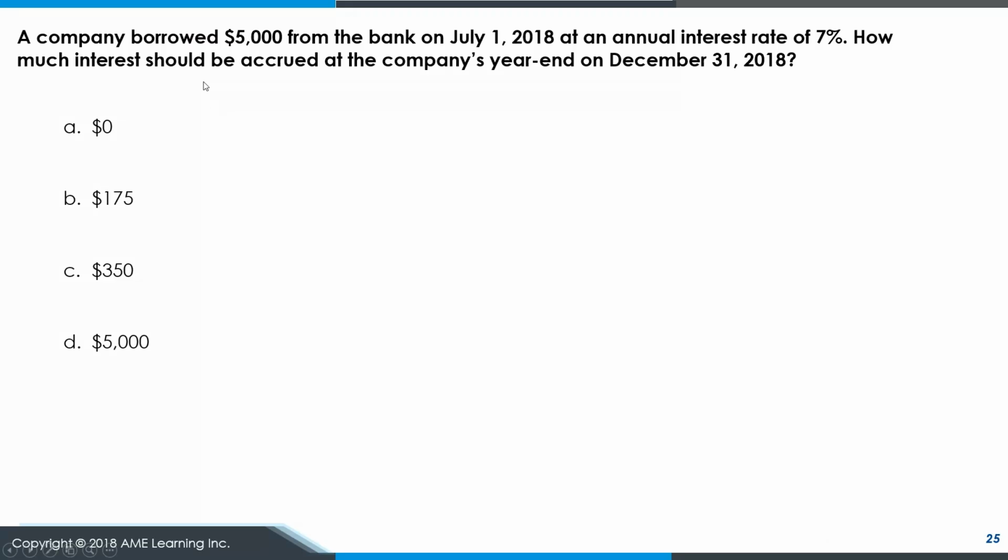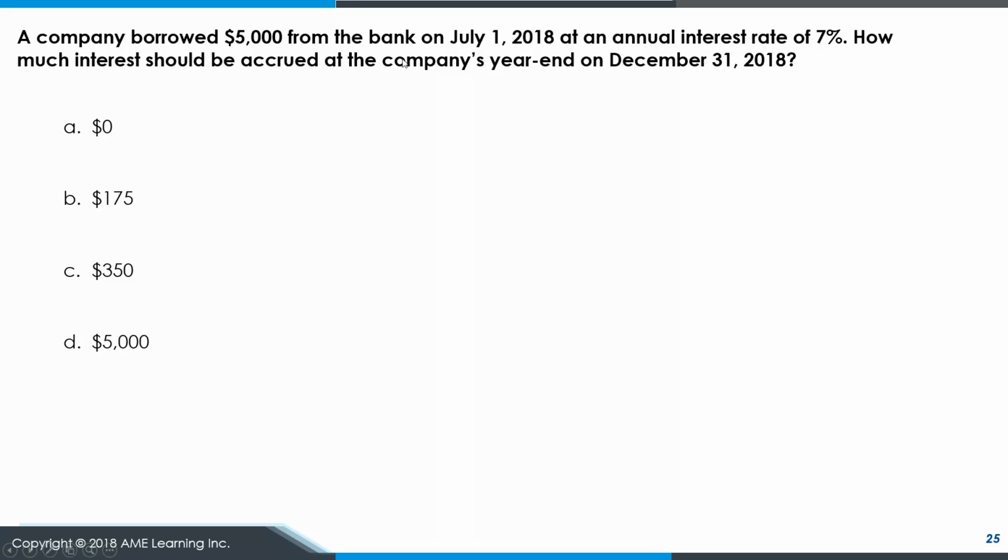All right, here's an interest expense question. A company borrowed $5,000 from the bank on July 1st at a 7% annual interest rate. How much interest should be accrued on December 31st? We're assuming that no previous adjusting entries were made, so we just need to record all the interest. How many months is that? It's July, August, September, October, November, December. So 6 months, so 1/2.